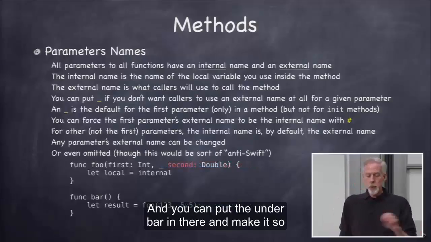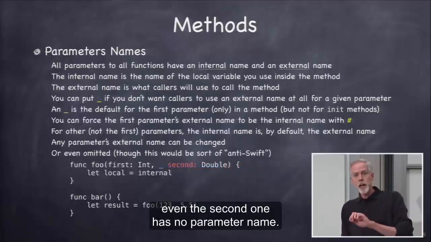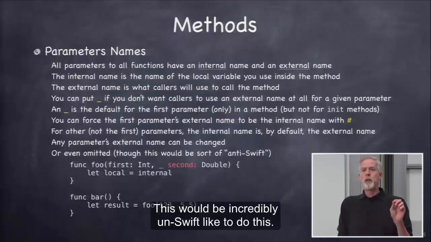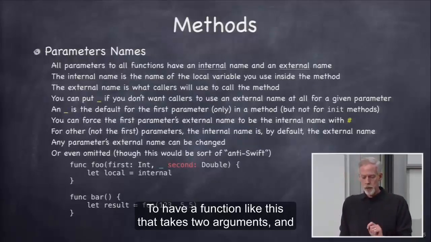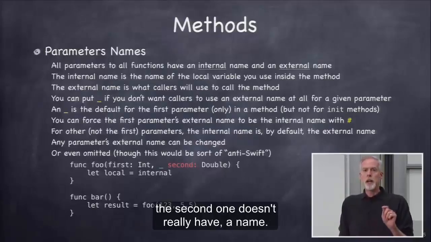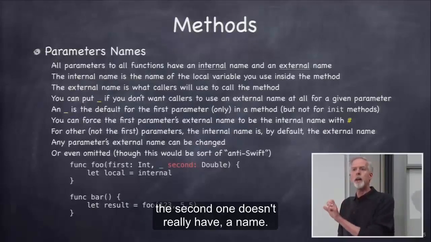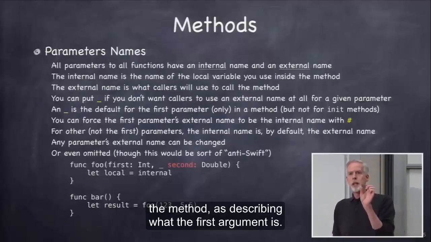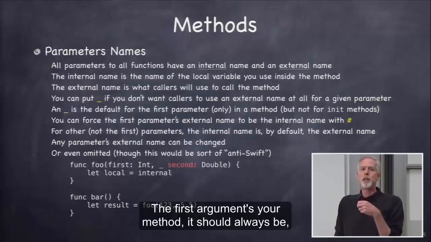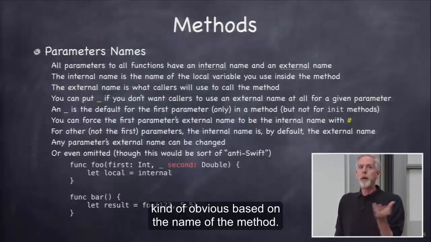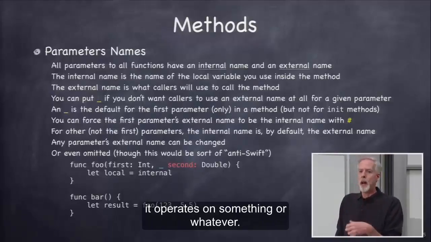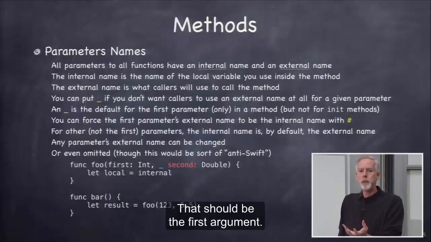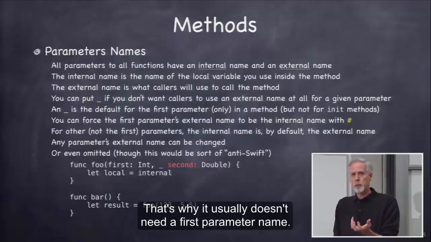And you can put the underbar in there and make it so even the second one has no parameter name. This would be incredibly un-Swift-like to do, to have a function that takes two arguments and the second one doesn't really have a name. Because in Swift, you can kind of think of the name of the method as describing what the first argument is. The first argument to your method should always be kind of obvious based on the name of the method, because the method does something, it operates on something. That should be the first argument. That's why it usually doesn't need a first parameter name.